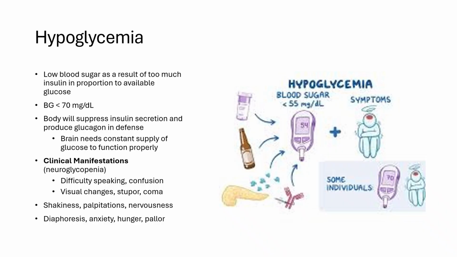So the first one will be hypoglycemia. This is a low blood sugar. This is usually under 70. The body will suppress insulin secretion and produce glucagon in defense. And like I had said in a previous slide, the brain needs a constant supply of glucose to function properly.